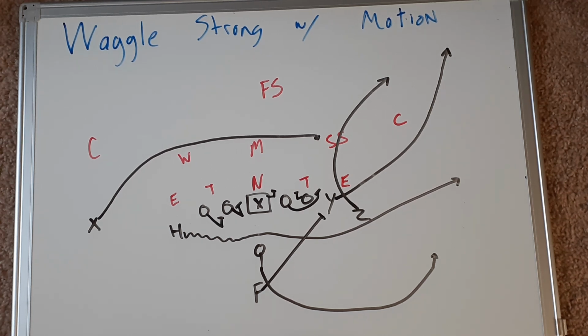Essentially, this has kind of replaced our down pass. Down pass and the waggle strong with motion, they're the same concept. You want to throw behind the backer that's playing up. Now, usually we hit the Z on just a straight go on the down pass, but this is pretty much the same concept here. Throwing behind the backer, throwing behind the corner when they come up to stop the jet sweep. So again, a great little concept to have, something to put in your play action pass game.